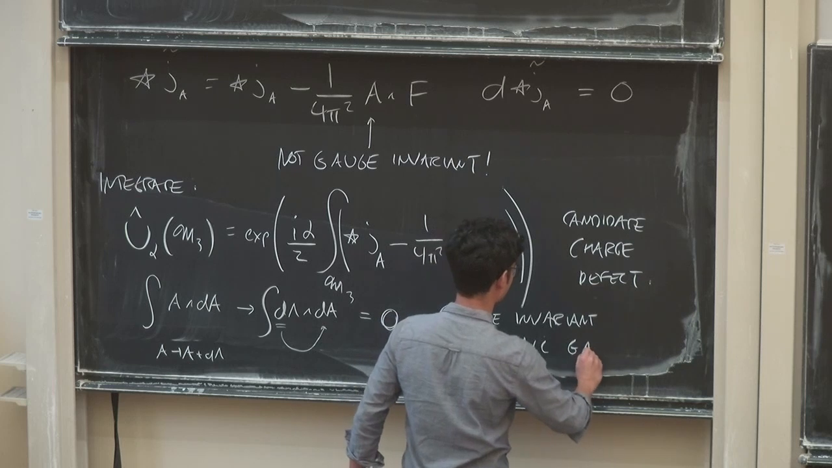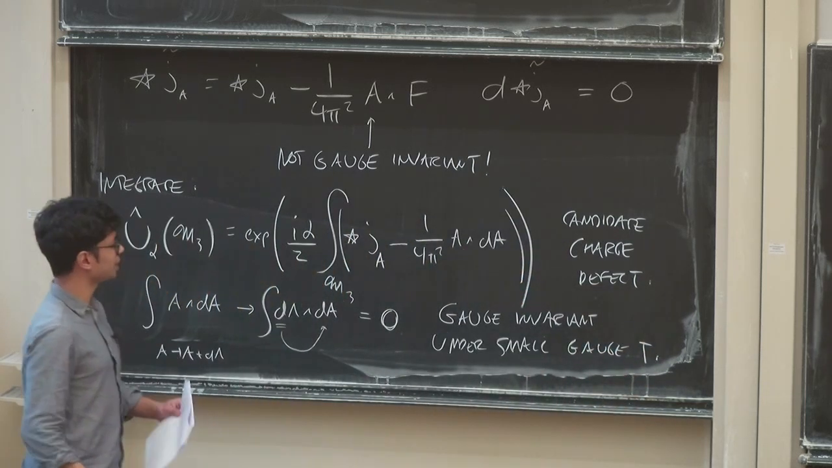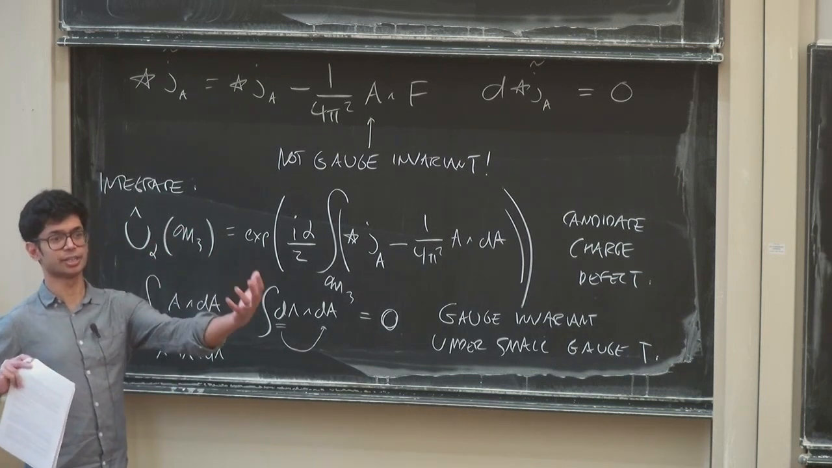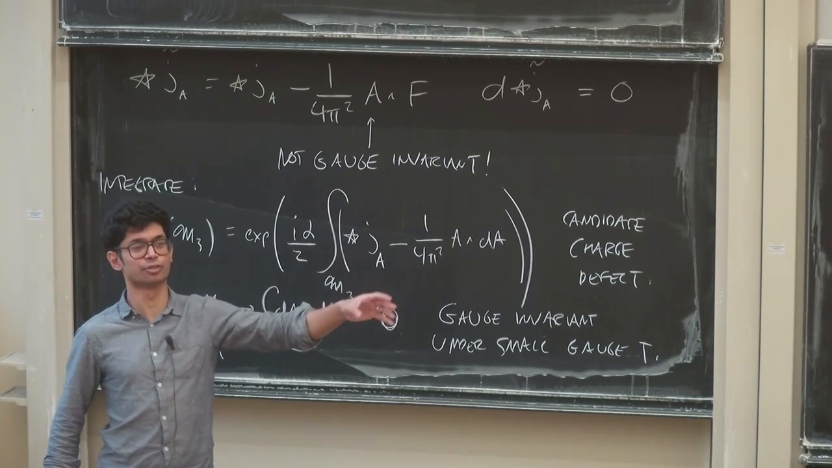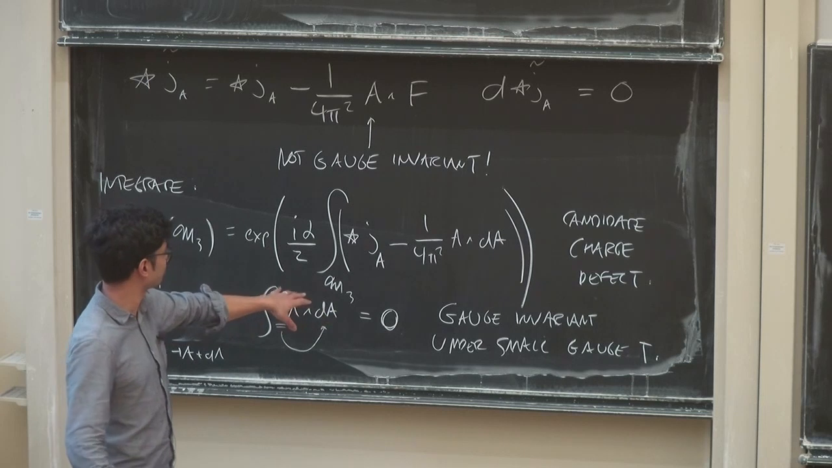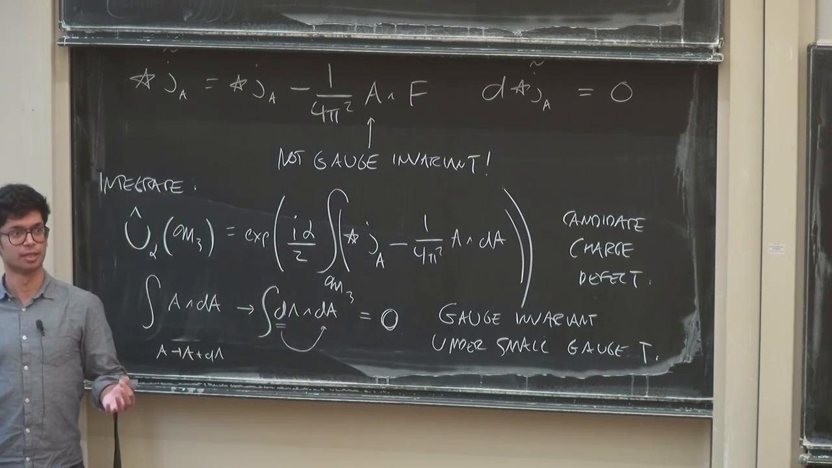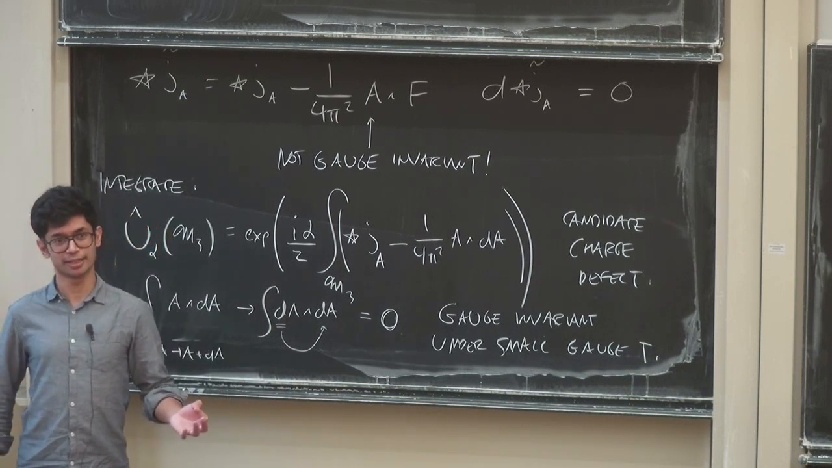Under small gauge transformations, yes. But now you see where I'm going with this, right? Is it gauge invariant under large gauge transformations? Under gauge transformations where I allow this thing to wind over some non-trivial cycle. So say I make M3 be some non-trivial manifold, is it gauge invariant under those? And the answer is no, right?